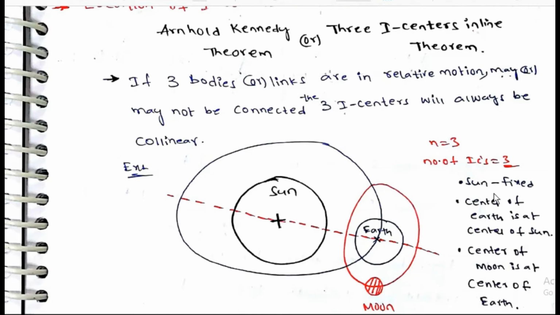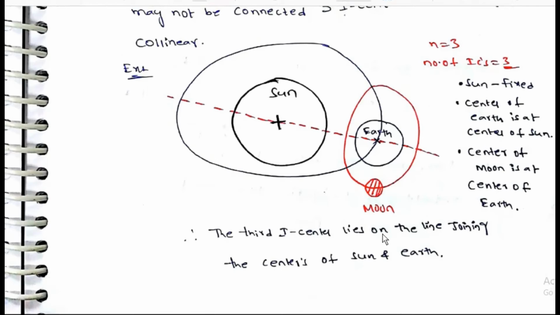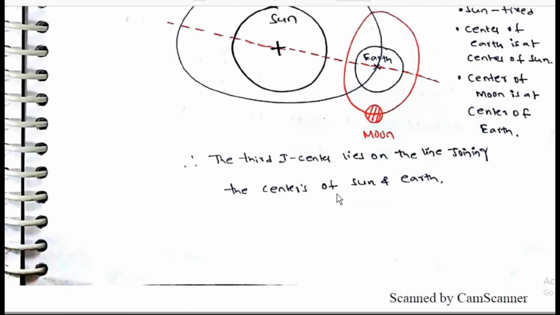Sun fixed. The center of earth is at the center of sun. The center of moon is at the center of earth. The third I-center lies on the line joining the centers of earth, sun and earth.